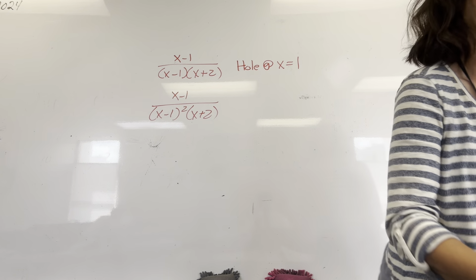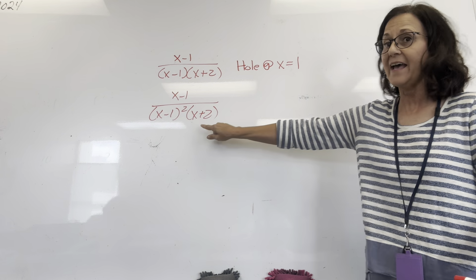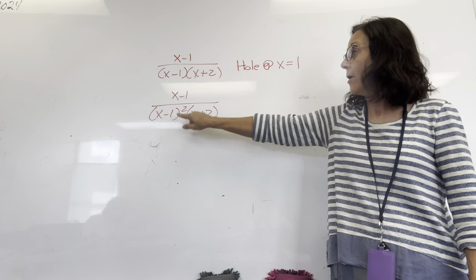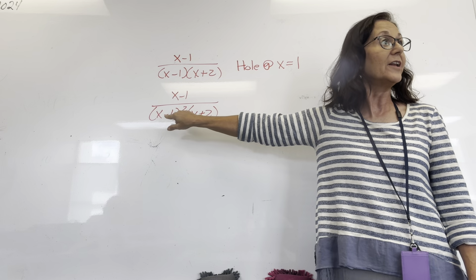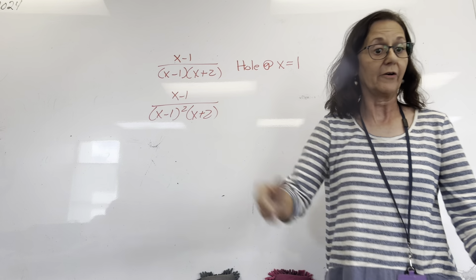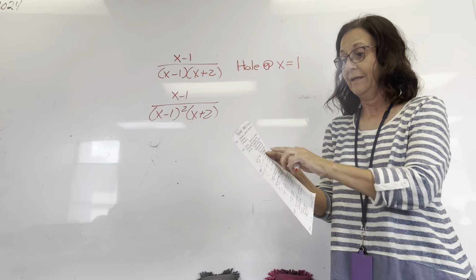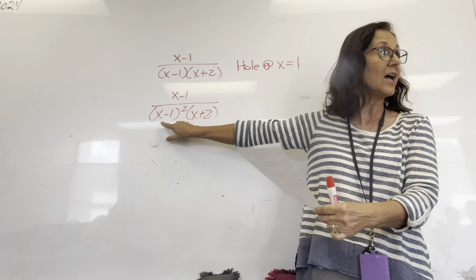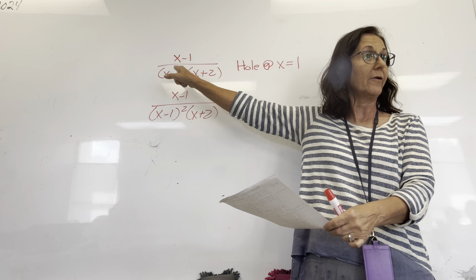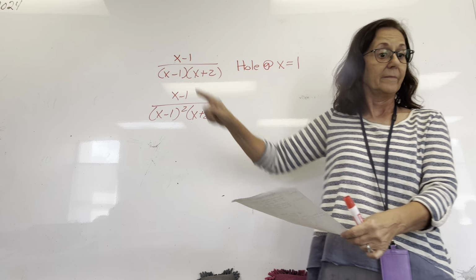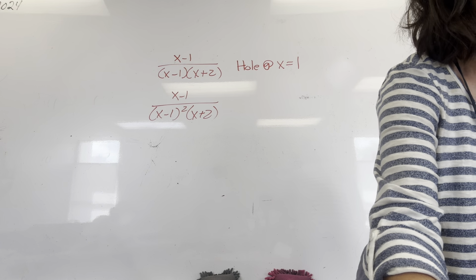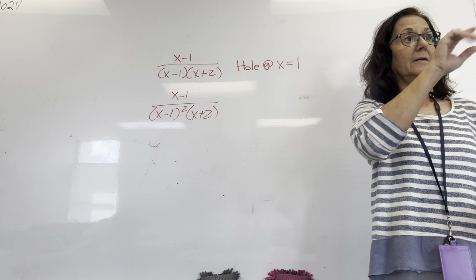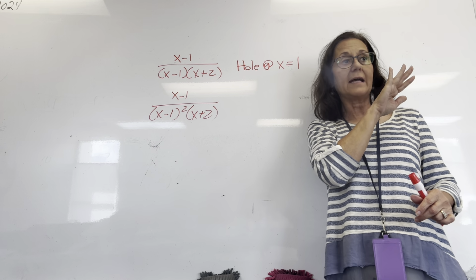Now, how is this different from this? The multiplicity is greater in the denominator than it is in the numerator. That's the exception: except where the multiplicity of the factor in the denominator is higher than it is in the numerator. What if the numerator's multiplicity is higher? Then there's going to be an asymptote, okay?